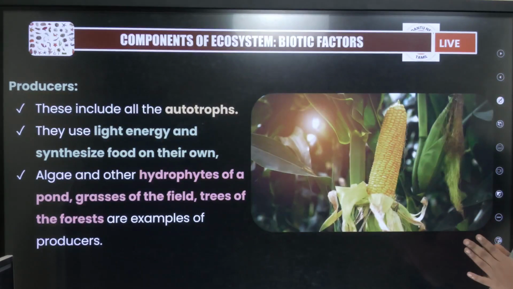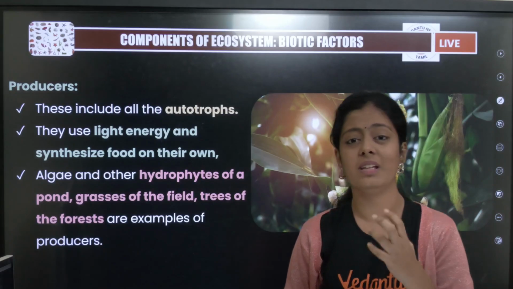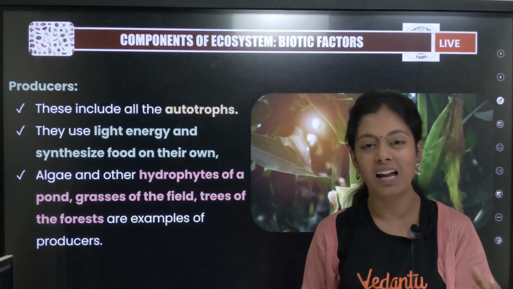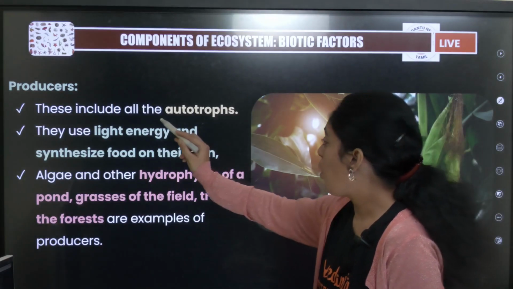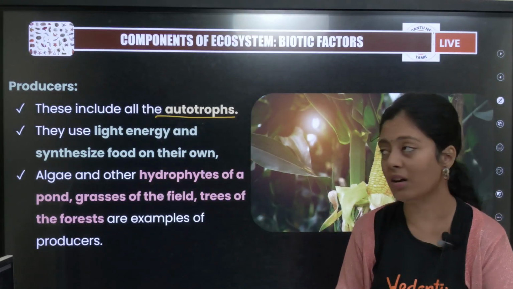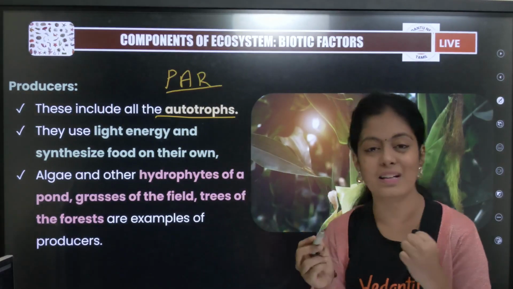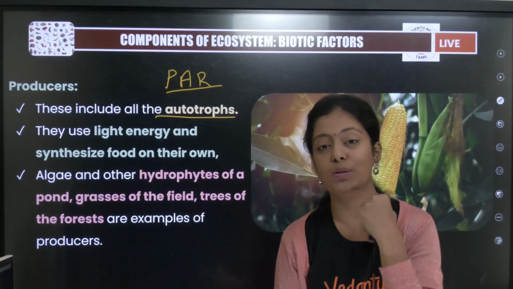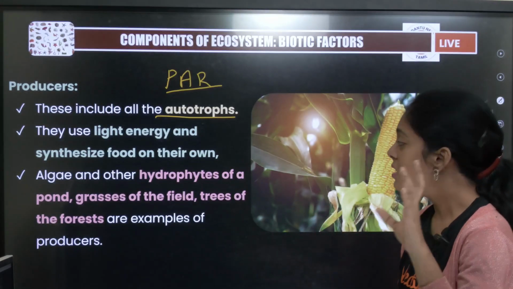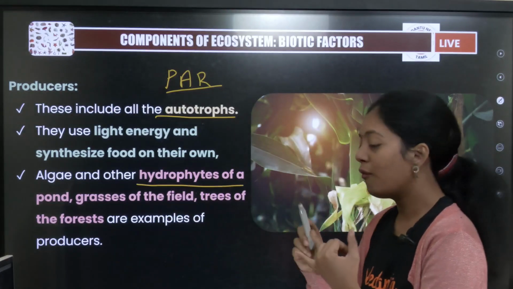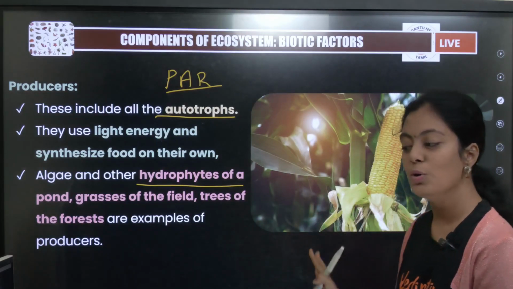Now let's look at them one by one. Let's first look at producers. Who are these producers? They use light, sunlight, as the ultimate source of energy and prepare food. We call them autotrophs. They use light energy, the sun's PAR, photosynthetically active radiation, and produce food in the form of glucose, which is later converted into starch. Algae and other hydrophytes of a pond, grass of the field, and trees of the forest are examples of these producers, pasangla.